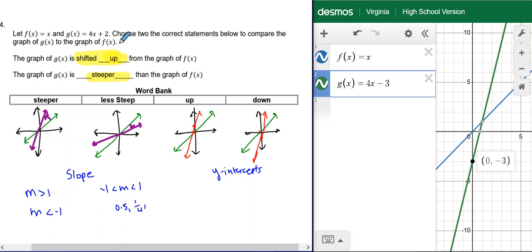Up and down is a lot easier. It's just that if your y-intercept is positive, you go up. If your y-intercept is negative, then it shifts down from the parent function.